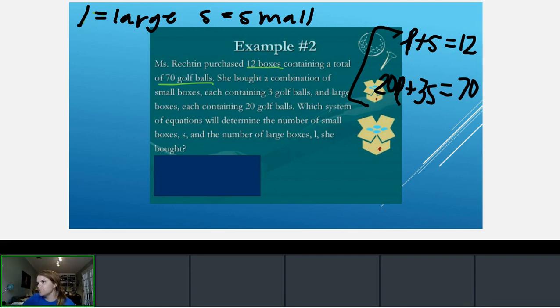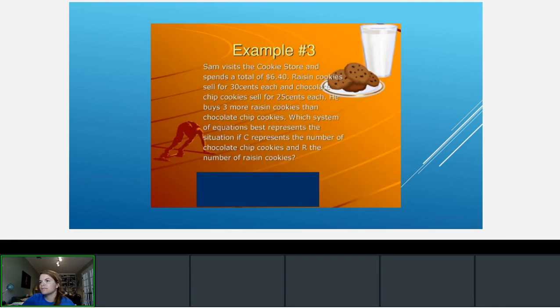Hopefully you're kind of getting the hang of this. We've got 3 more practice problems. All right. Sam visits the cookie store and spends a total of $6.40. Raisin cookies sell for 30 cents each, and chocolate chips sell for 25 cents each. He buys 3 more raisin cookies than chocolate chip. Write a system that represents the situation if C is chocolate chip and R is raisin.